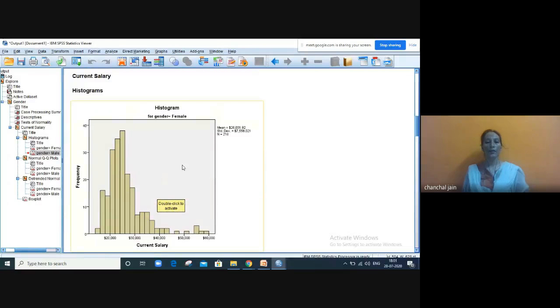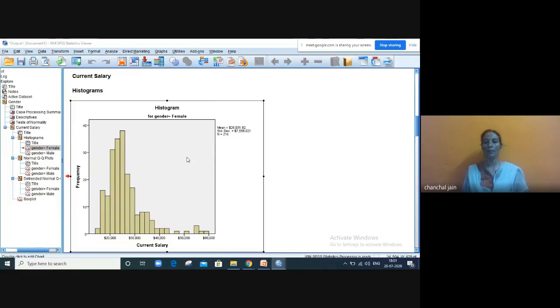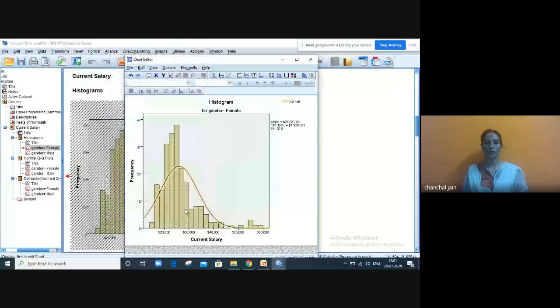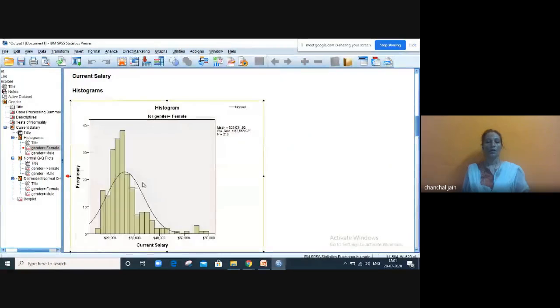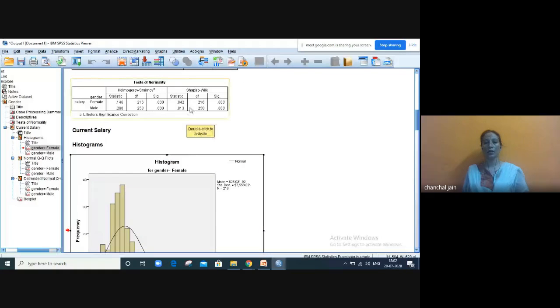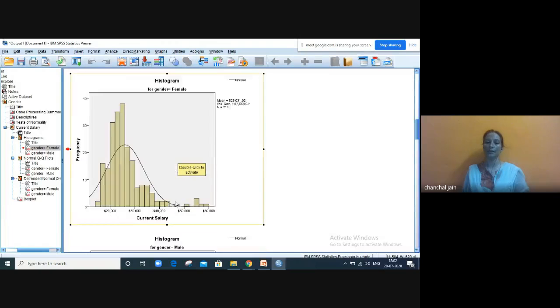Similarly, we can go here and put the normal curve on the same graph. This is also stating the same thing, that the right tail is bigger than the left tail, and on the basis of this we can say that the salary is not normally distributed in case of the female group as well. Means both the numerical and the graphical methods are stating the same thing.